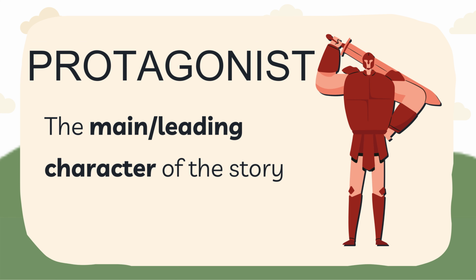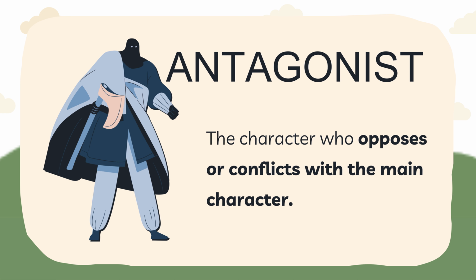First, we have the protagonist. This is the main character. They are the main or leading character of the story. The story usually focuses on them. He or she is the one who makes the key decisions that affect the plot of the story. Next, we have the antagonist. This is the character who opposes or conflicts with the main character. Sometimes we call them the villain or the one who causes the problem.